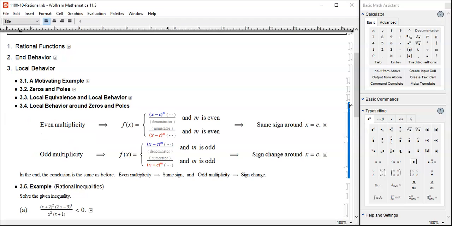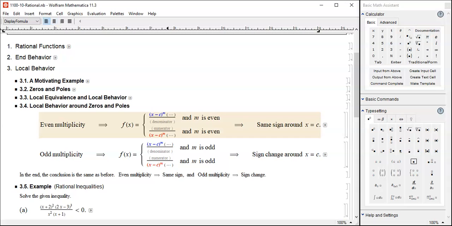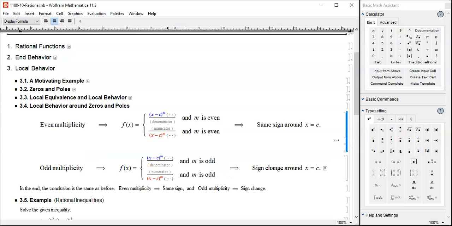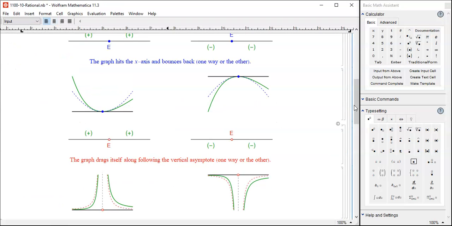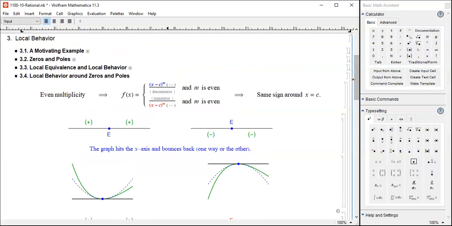By the way, these are all related to this grand summary. Even multiplicity, same sign, whether 0 or pole, it doesn't matter. Odd multiplicity, sign change. It doesn't matter whether it's 0 or pole. Even, same sign, odd, sign change. Why do we have those kind of behavior? Well, let's see. Zeros first.